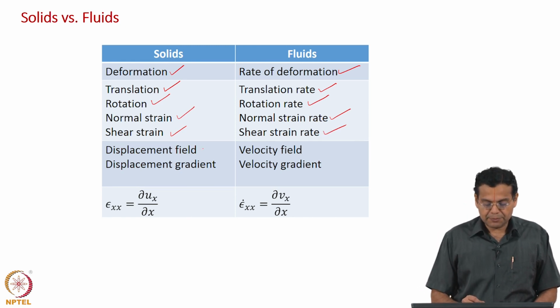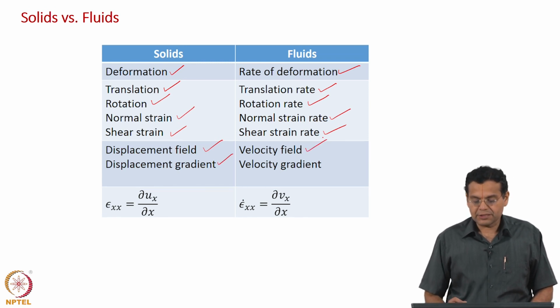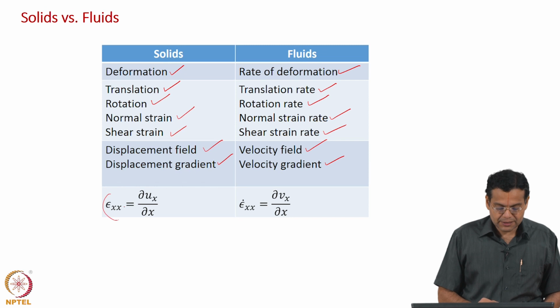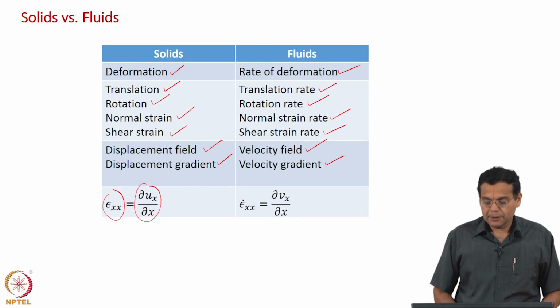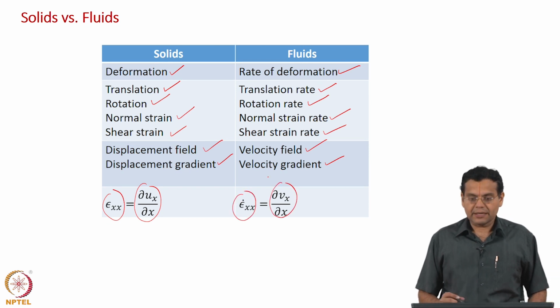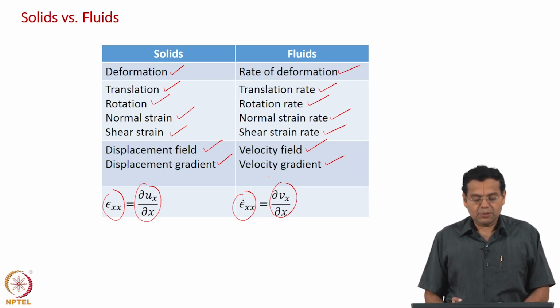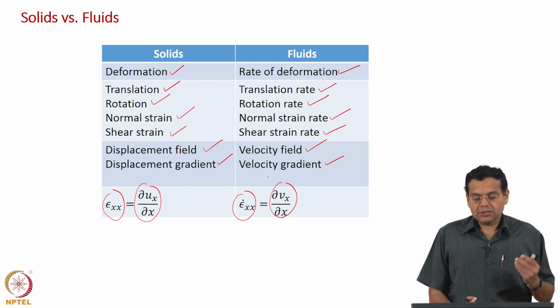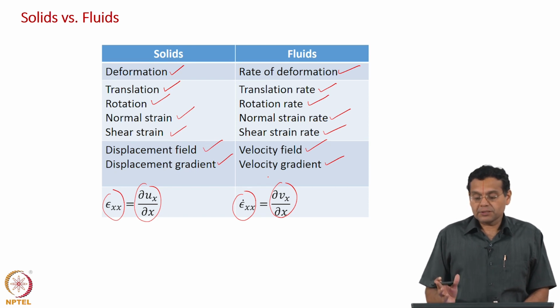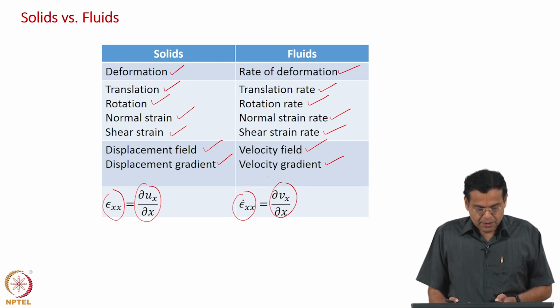In the case of solids we had displacement field, displacement gradient. Now, in the case of fluids we will be having velocity field and then velocity gradient, and then we related the normal strain to the displacement gradient. Now, we are going to relate the normal strain rate to the velocity gradient. Of course, we are going to discuss all this in further slides in detail, but now, based on the fact that force depends on deformation for solids and force depends on rate of deformation for fluids, we can come up with this table.